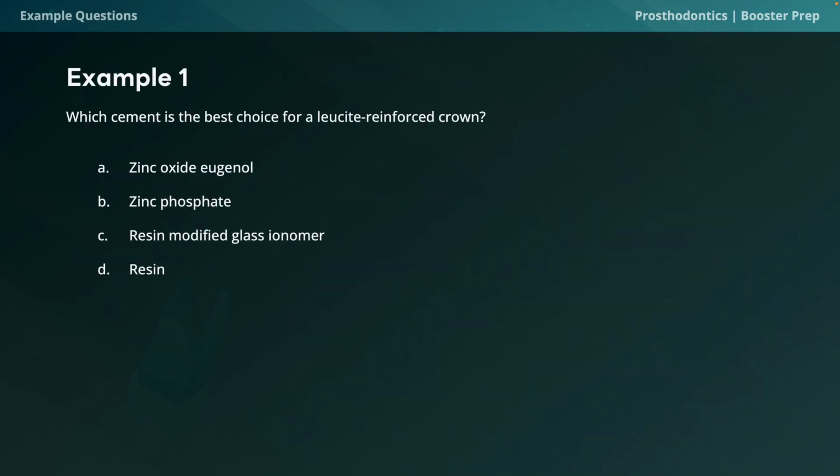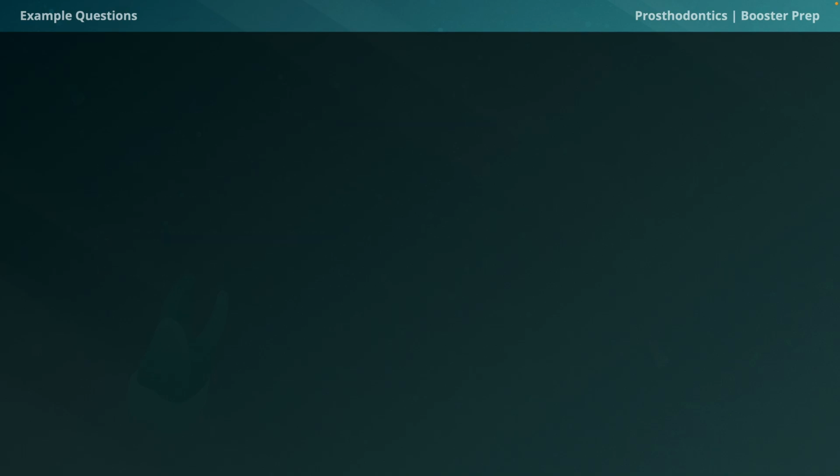Question number 1. Which cement is the best choice for a lucite reinforced crown? Zinc oxide eugenol, zinc phosphate, resin modified glass ionomer, or resin? And of course, the answer is resin cement. Lucite reinforced is a glass ceramic, and glass ceramics can be bonded to the tooth very predictably, which will enhance its physical properties.